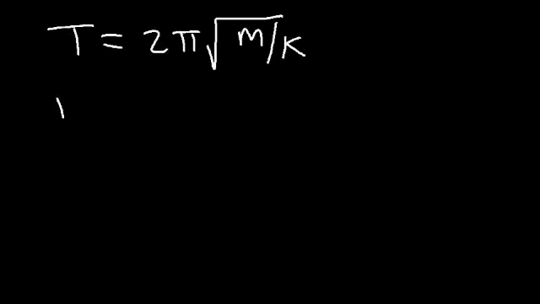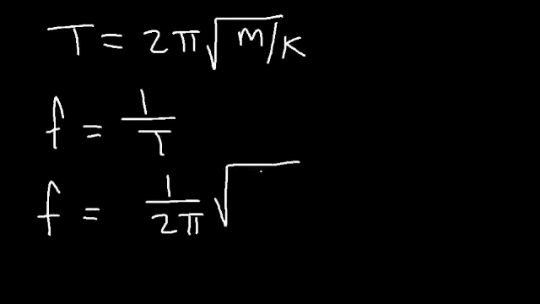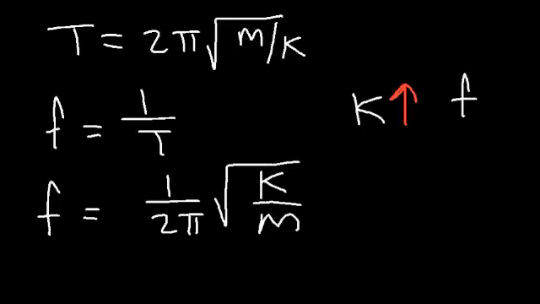Now, going back to this equation, there's one more equation that you need, and that is frequency. Frequency is 1 divided by period. So the frequency is going to be 1 divided by 2 pi times the square root of k divided by m. This time, if you increase the k value, if you increase the spring constant, a greater force is required to stretch or compress the spring, which means that there's going to be a greater acceleration, which means that it's oscillating faster. And because it's oscillating faster, the frequency will increase.